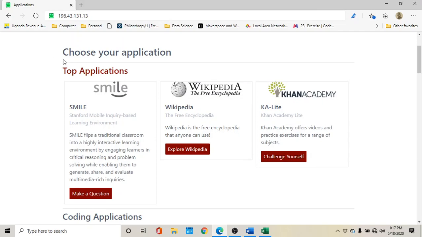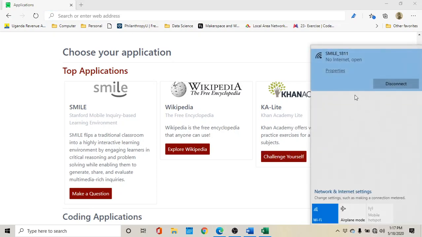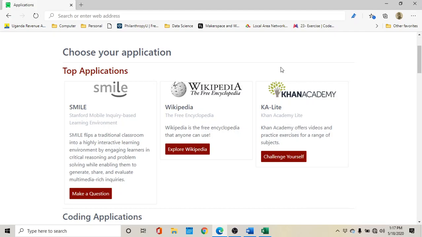If you see this, just know you've been logged in. But if your SmilePi is not on internet, you've connected it locally at home or at school or in the office somewhere, go to your network icon, and then on the list of networks, you will see your SmilePi network there. Like mine is smile_1811, and then you connect it. It will show you there is no internet because it is not accessing internet. It is serving you the content that is inside.